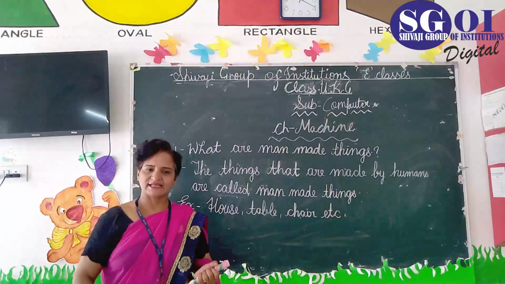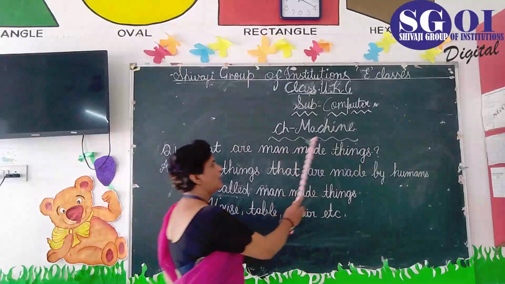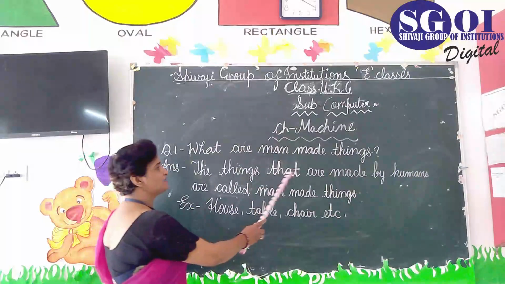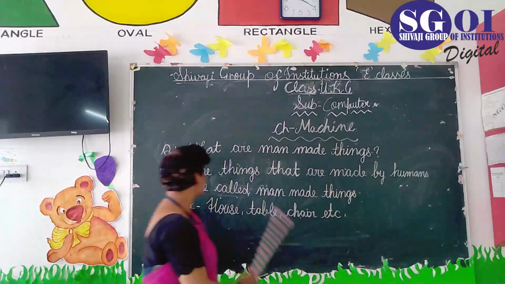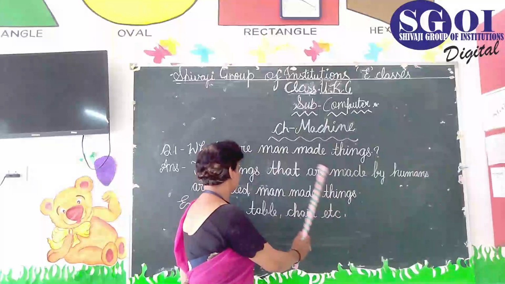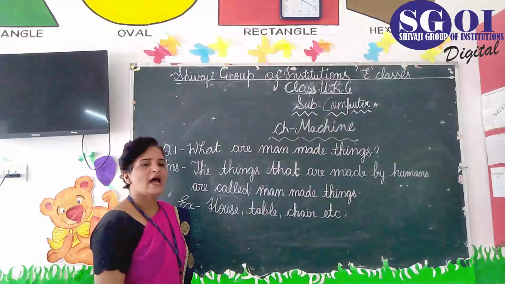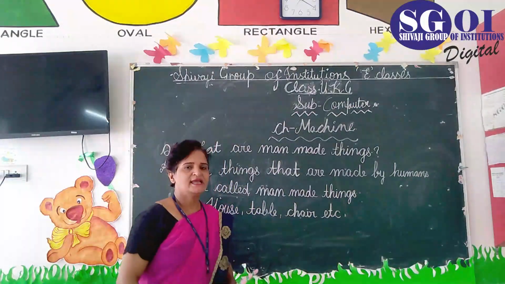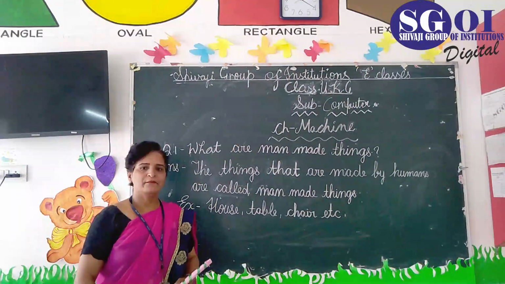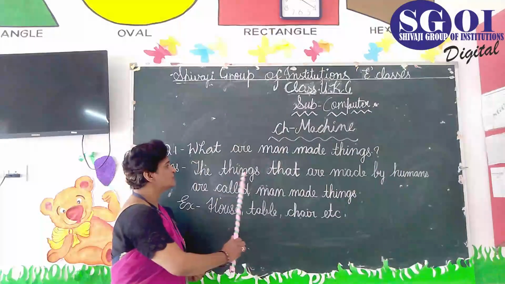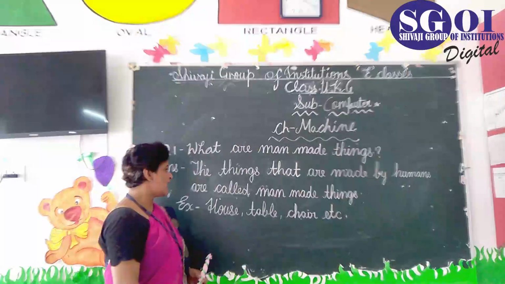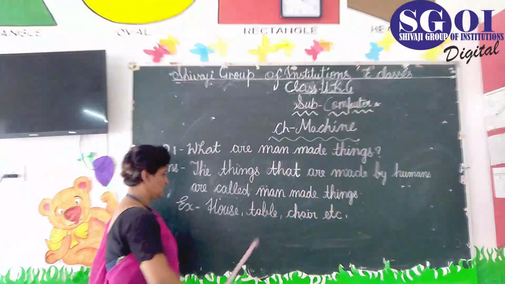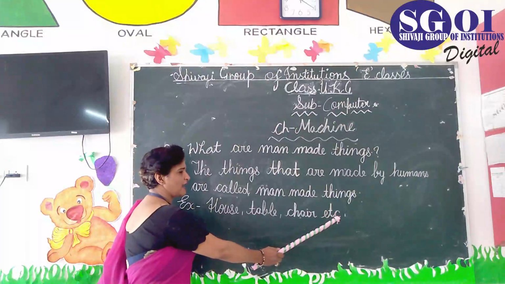Today we are going to do the next question, that is, what are man-made things? So the answer is, the things that are made by humans are called man-made things. जो चीजें इंसानों के द्वारा बनाई जाती हैं, उन्हें man-made things कहते हैं. For example, house, table, chair, etc.